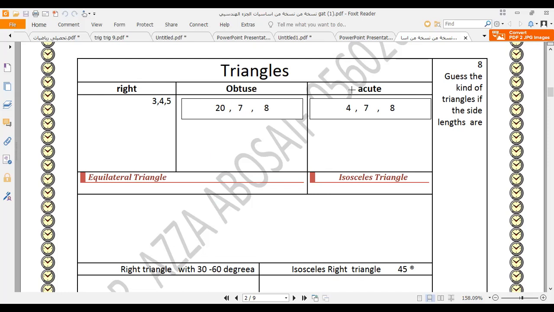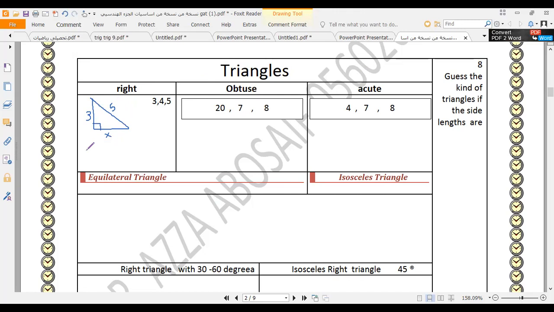Now, regarding the types of triangles by their angles, we can classify them into three types: acute, obtuse, and right angle. For the right triangle, we use Pythagorean to find any missing side. For example, if this is 5 units and this is 3 units, and we want to find x, how do you find the value of x here?